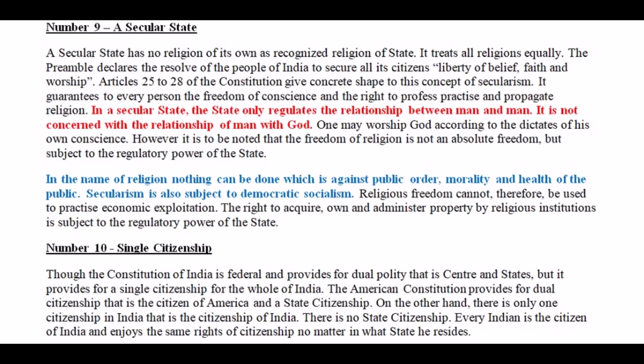Number 10. Single citizenship. Though the Constitution of India is federal and provides for dual polity, that is center and states, it provides for a single citizenship for the whole of India. The American Constitution provides for dual citizenship, that is the citizen of America and a state citizenship. On the other hand, there is only one citizenship in India, that is the citizenship of India. There is no state citizenship.